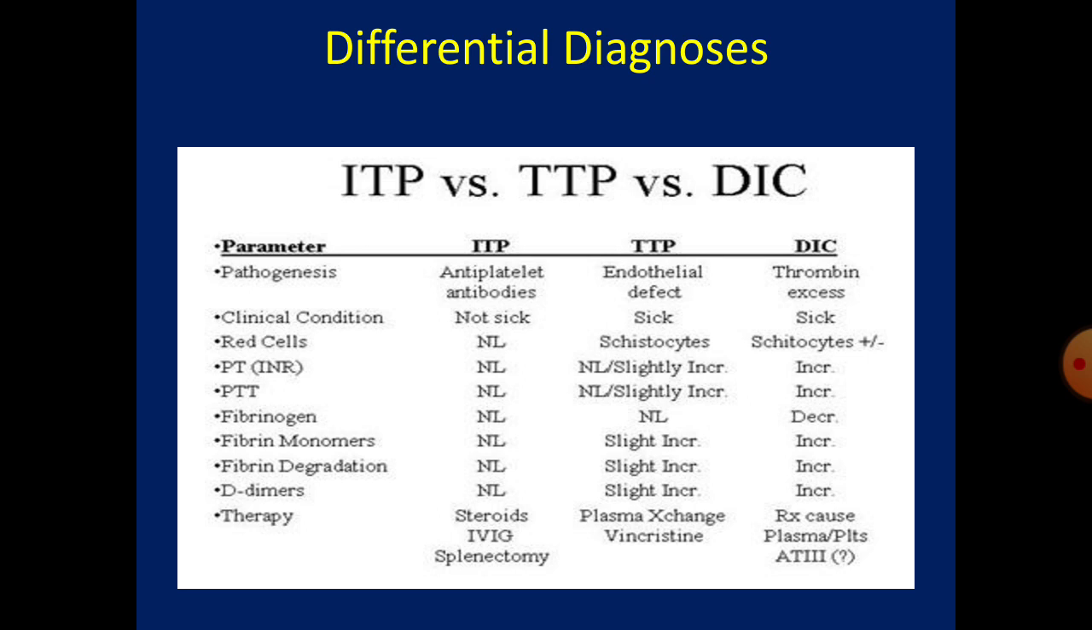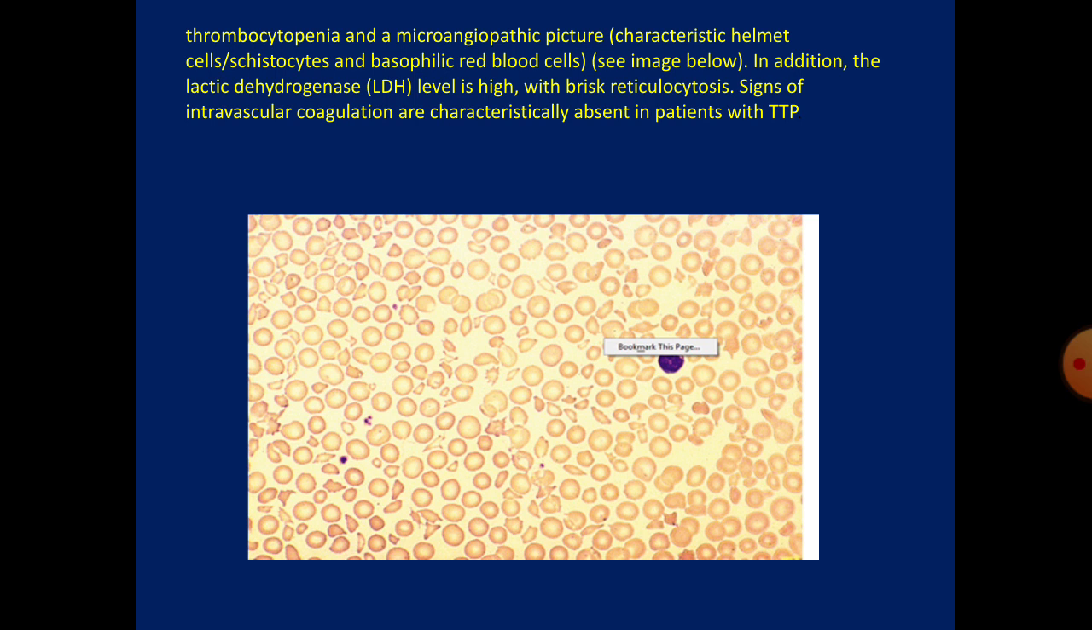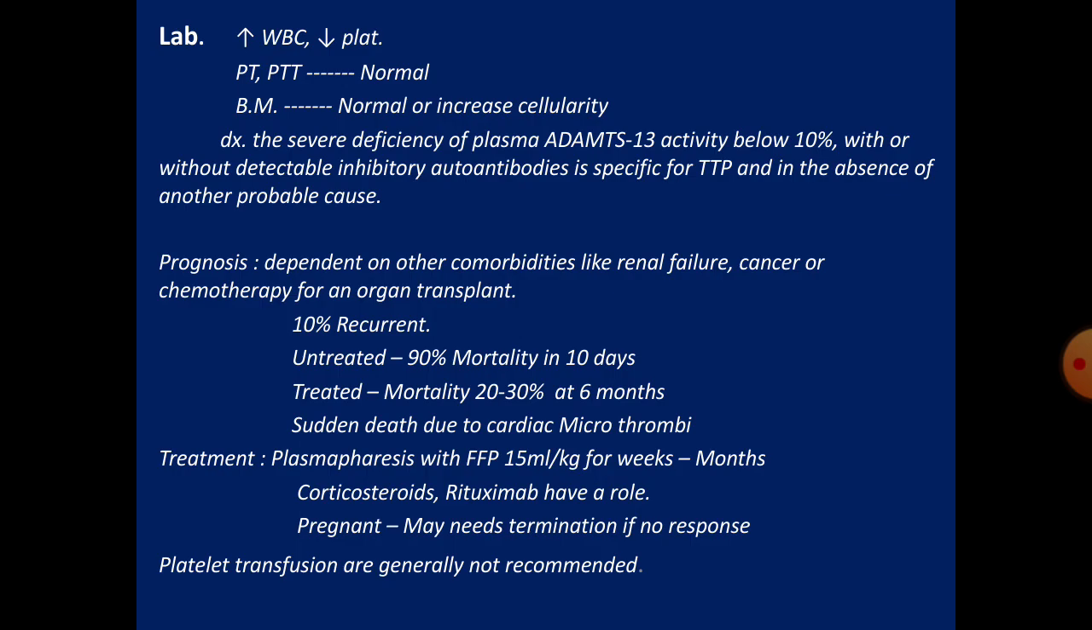So the main treatment here is plasma exchange, while in DIC the main treatment is plasma and activated protein C and sometimes antithrombin. And see, this picture of the peripheral blood film shows the characteristic schistocytes, also called fragmented RBCs, and basophilic RBCs. In addition, as we said, there is indirect hyperbilirubinemia, increased LDH and increased reticulocytes. So, in addition to the thrombocytopenia, this makes the diagnosis of TTP.